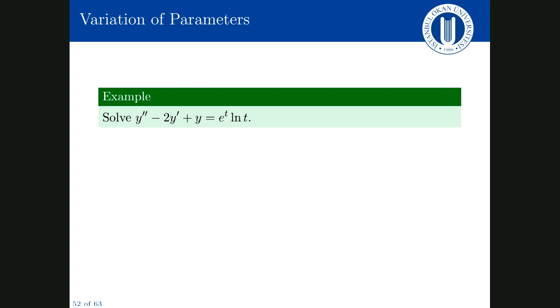For example, solve y double prime minus 2y prime plus y is e to the power t ln t. Note we have a complicated function here. If we have an easy function g, probably we want to use the method of undetermined coefficients. If we have a complicated function, then probably we want to use variation of parameters.